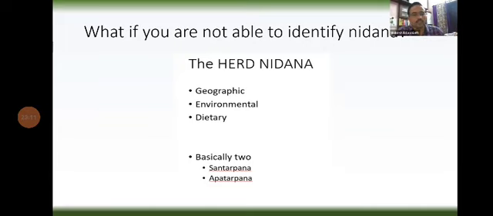So most of the times when we fail to identify the nidana in the given patient, you look at where the patient belongs to. What is the herd? What is the herd doing? So that is a nidana. Then why do you get a lot of diabetes patients? Because we eat a lot of carbohydrates. As a group, we Indians eat a lot of rice. So we get prameha. So you look at the herd nidana. Don't get disheartened, thinking "I don't identify any nidana." It's not like that. If you're not able to identify, then it's the herd nidana that is causing it. Basically, the herd nidana can be either santarpana or apatarpana in nature.